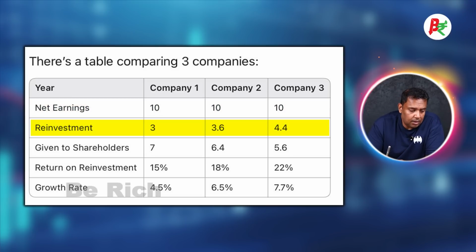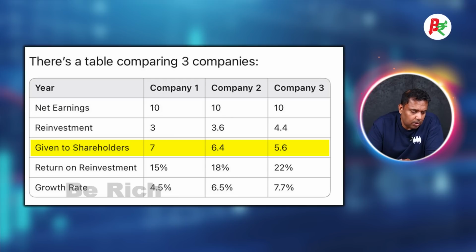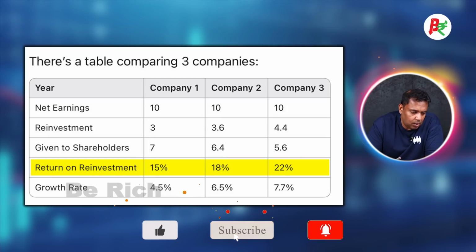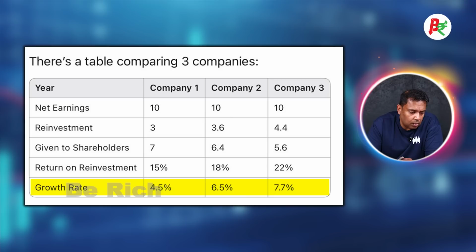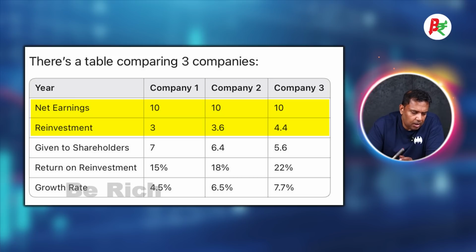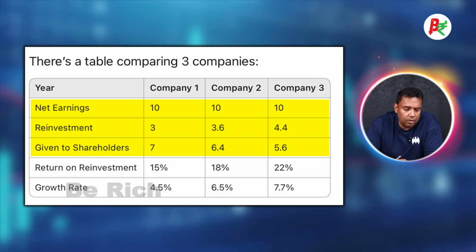Each one is reinvesting a different amount out of the 10. The first company is taking 3 rupees and reinvesting it. The next one is taking 3.6. The last one is taking 4.4. Given to the shareholder is 7, 6.4 and 5.6. So return on investment is 15%, 18% and 22% respectively. And the growth rate we can calculate is 4.5, 6.5 and 7.7. This growth rate, of course, we have given assumptions into. So all three companies start with a profit of 10, right? They each invest some part of it and give the rest to the shareholders.